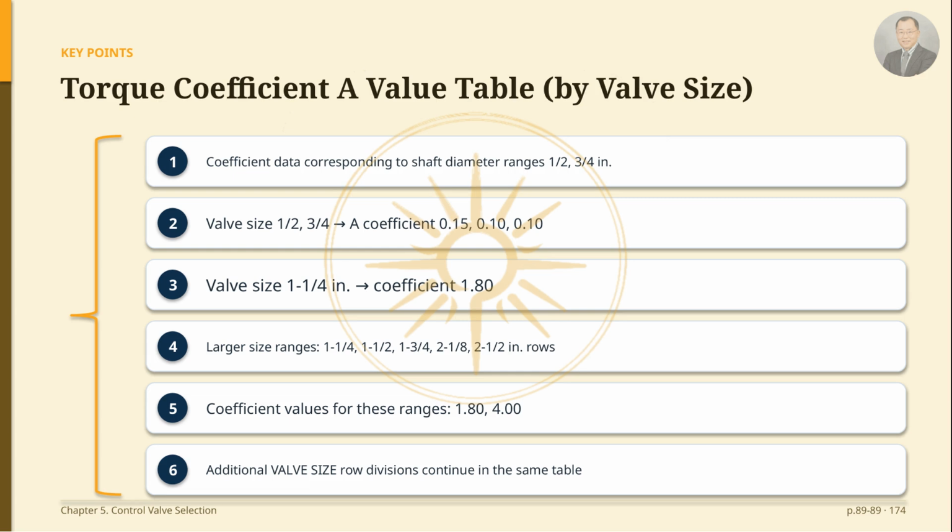Following this, larger size sections ranging from 1¼, 1½, 1¾, 2 1/8 to 2½ in are shown, and the coefficient values for these sections appear as 1.80 and 4.00. Additional valve size row divisions continue within the same table. In summary, the user finds the row matching their valve size and substitutes the corresponding coefficient into the torque equation.